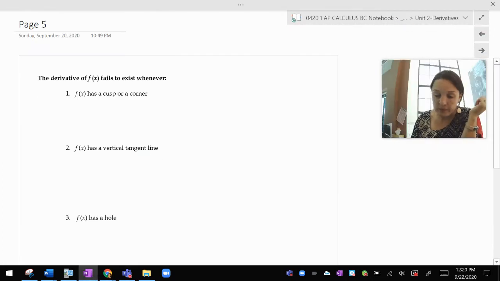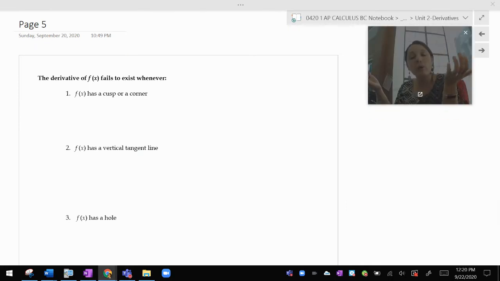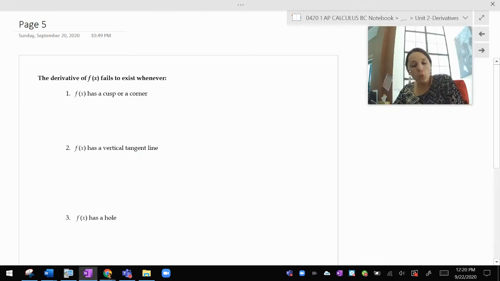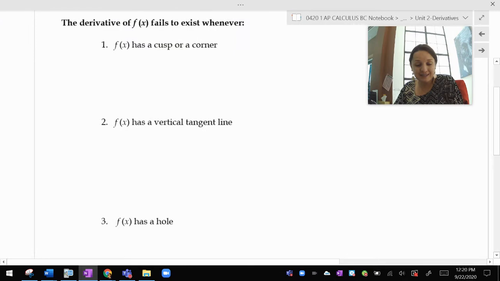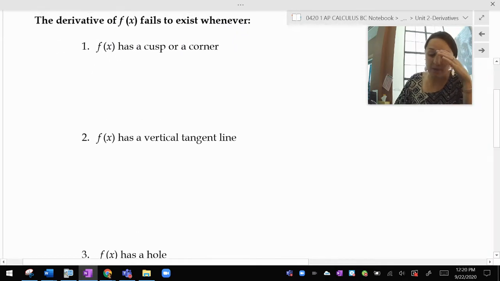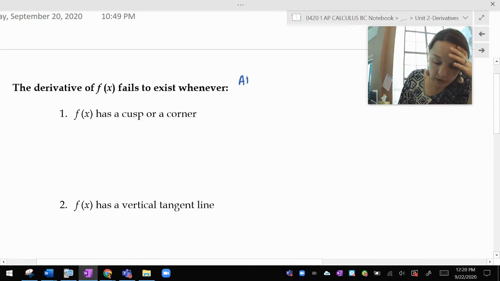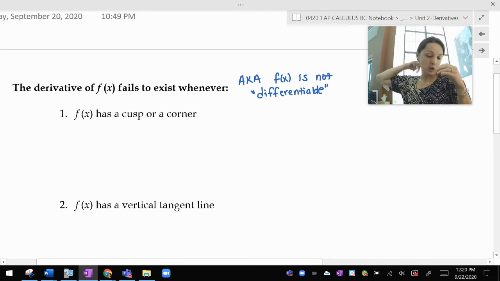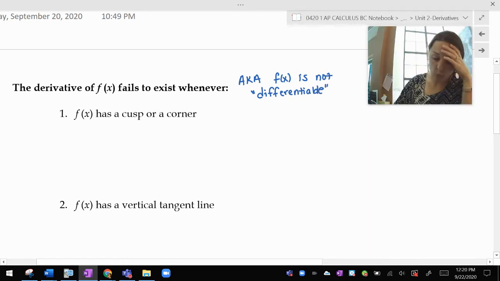Okay. So that's all about when f prime exists. When does f prime not exist? So the derivative of f will fail to exist whenever, aka, that means f of x is not what's called differentiable, when f of x has a cusp or a corner.